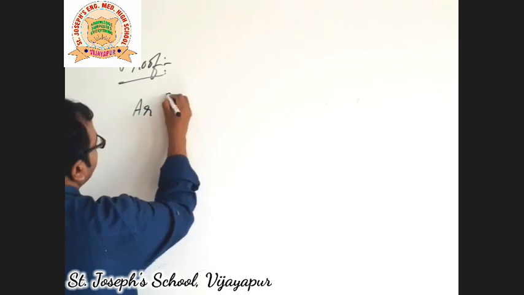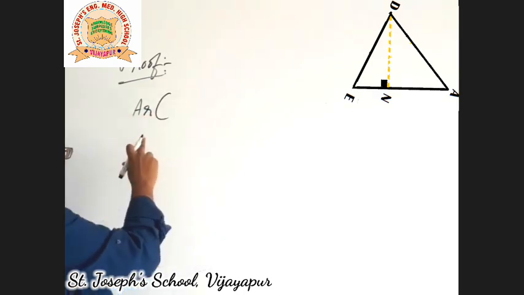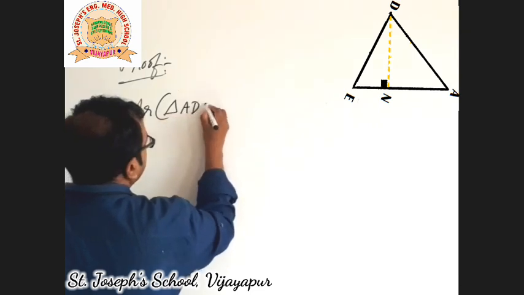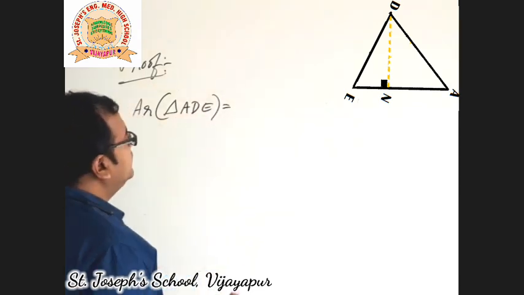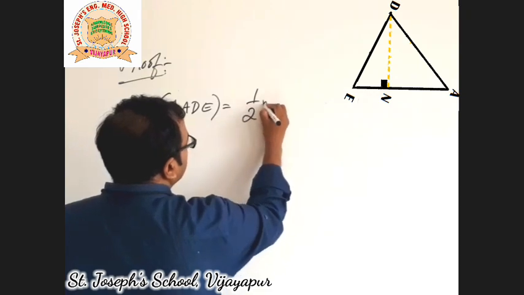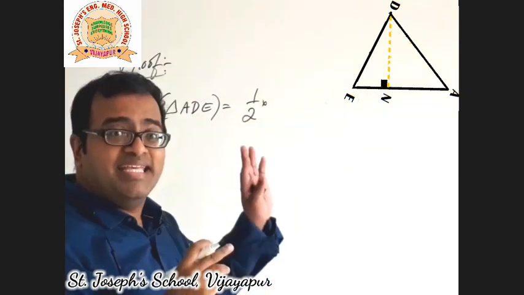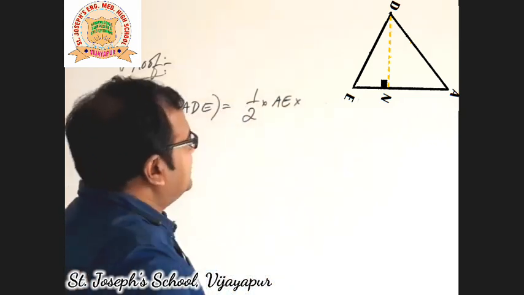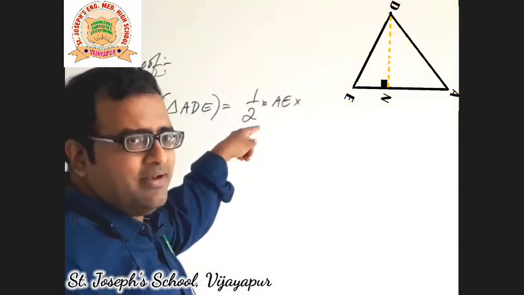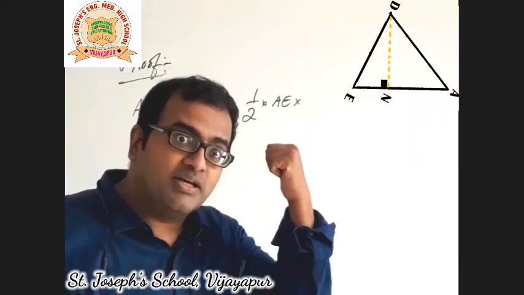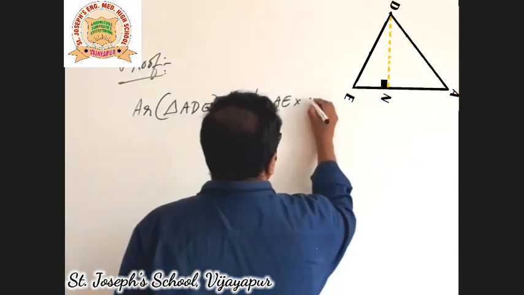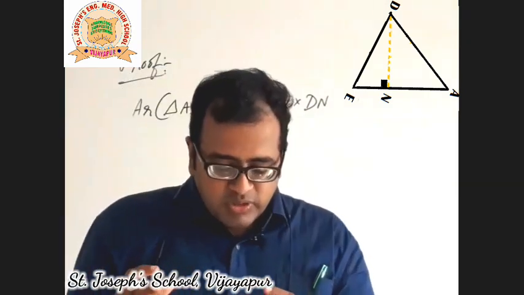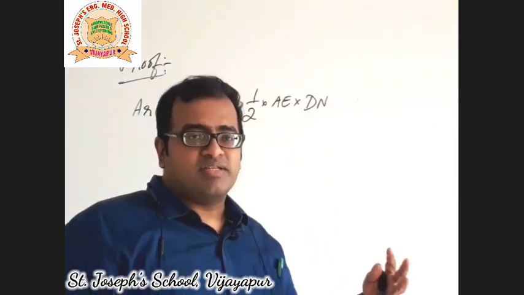Area of, see when I say AR, it actually means area of triangle ADE. This time it is half into base. What is the base this time? AE is the base, right? So AE into, what is the height? Height is the DN, right? The perpendicular which we dropped in the construction step. That is the DN.